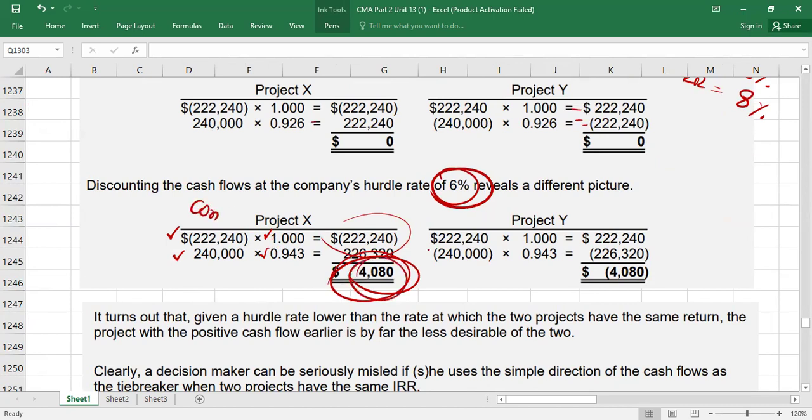But if it is non-conventional, what happened? Same cost of capital. For non-conventional cash flows, for example, in year 0 this, year 1 this, and at 6% these are the factors. Then we calculate the present value. Now the NPV became negative, 4080 negative. See, here 4080 positive and here 4080 negative. Now look at what happened.